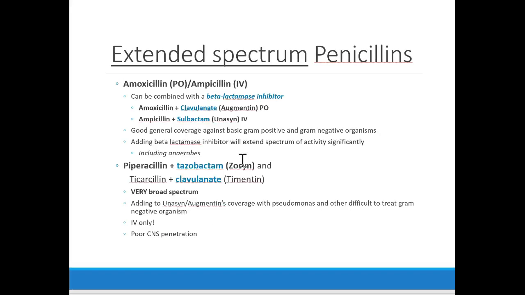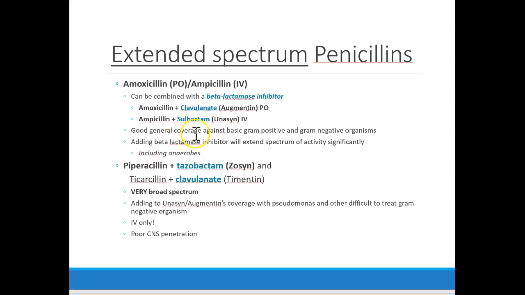Extended spectrum penicillins are really common, and for good reason. So you've got two different tiers of these. The top one would be your more narrow spectrum tier that's not going to cover quite as much bacteria, and that's going to be your amoxicillin or ampicillin. These bacteria have pretty good coverage against basic gram-positive and gram-negative organisms.